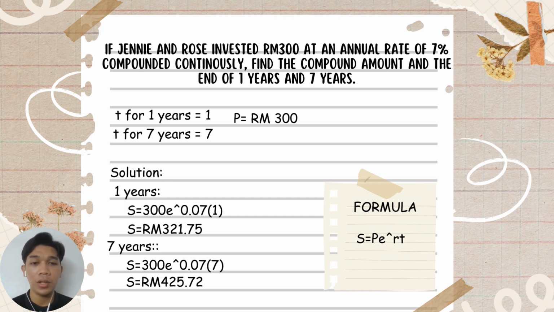P is equal to RM300. Okay, let's insert this number into the formula. For 1 year, S is equal to 300 e to the power of 0.07 times 1. So the total for the first year will be RM321.75. As for 7 years, S is equal to 300 e to the power of 0.07 times 7, which is RM425.72.